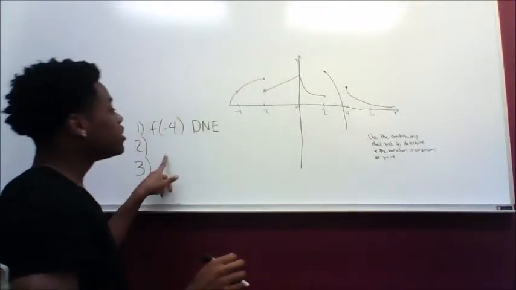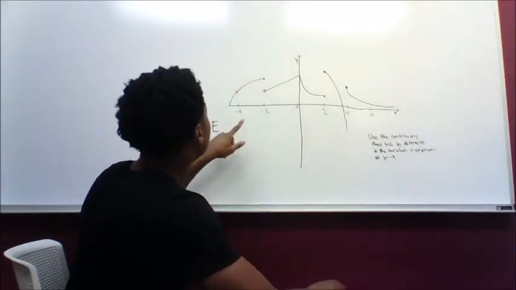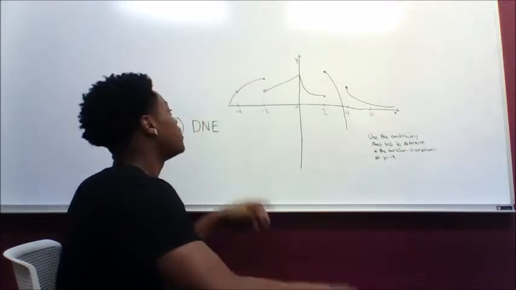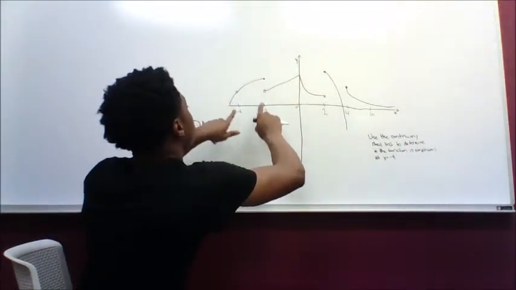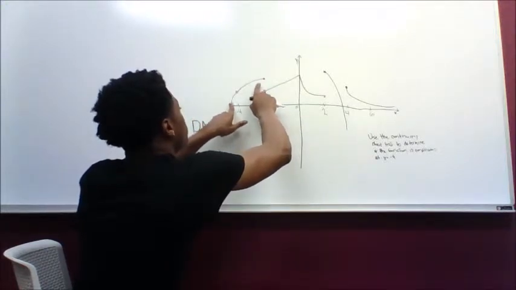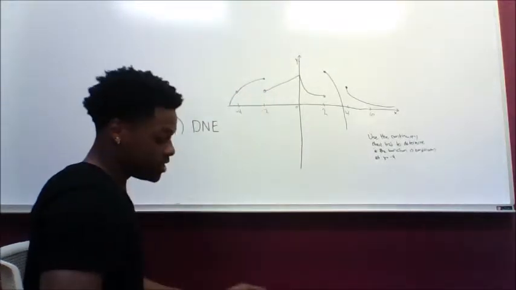Alright, on the second one, we have to find if the limit at -4 exists or doesn't exist. Now we go to this point before -4 as x approaches -4, and it shows that it's an open dot, which means that the limit does exist.